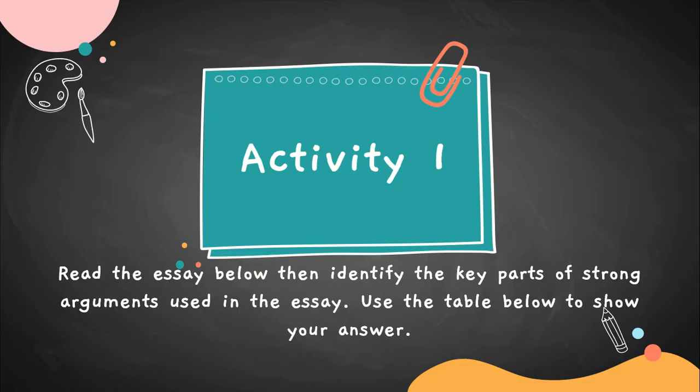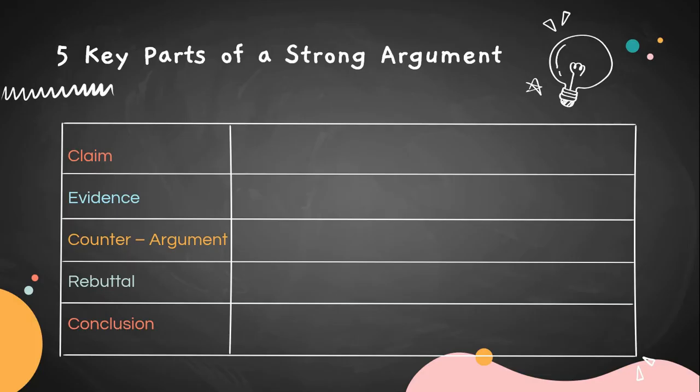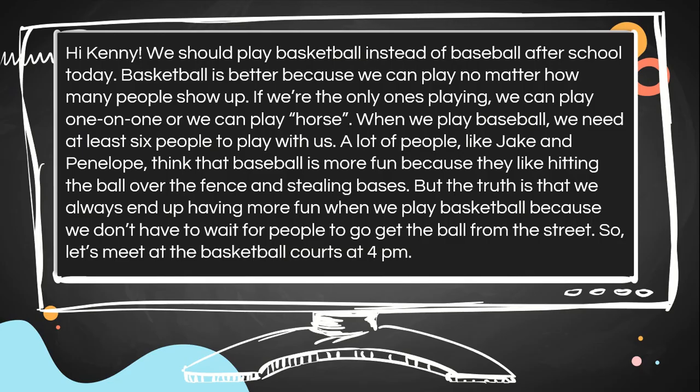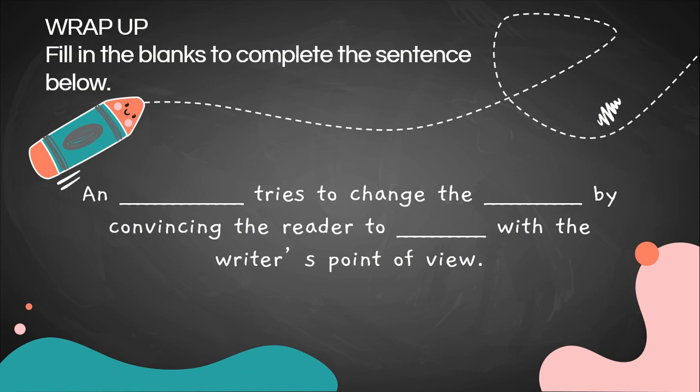So for your activity 1, I want you to read the essay below, then identify the key parts of a strong argument used in the essay. You have to use the table below to show your answer. So I want you to fill this up. So for our wrap up, I want you to complete this sentence. An argumentative essay tries to change the reader's mind by convincing the reader to agree with the writer's point of view.